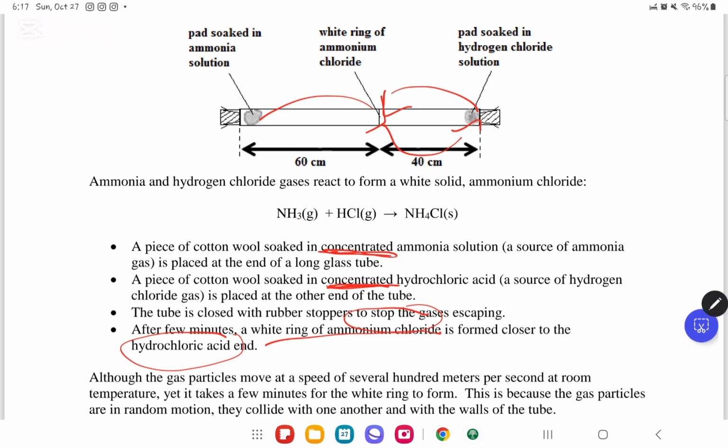So from this we can deduce which is the heavier gas. Definitely the heavier gas will travel a shorter distance in the same time as the lighter gas. So it traveled 40 centimeters and this traveled 60 centimeters, both at the same time. So definitely this over here is the lighter gas and this over here is the heavier gas.